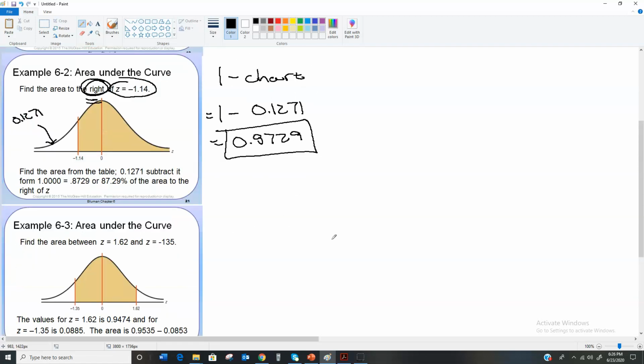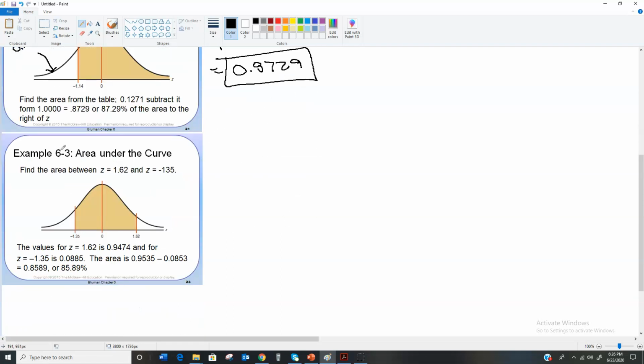And then the final type that you could have is what if you want an area between two values. So our two values here are z equals 1.62 and z equals negative 1.35. So we have to look both of those up. We have to look up 1.62 and negative 1.35.